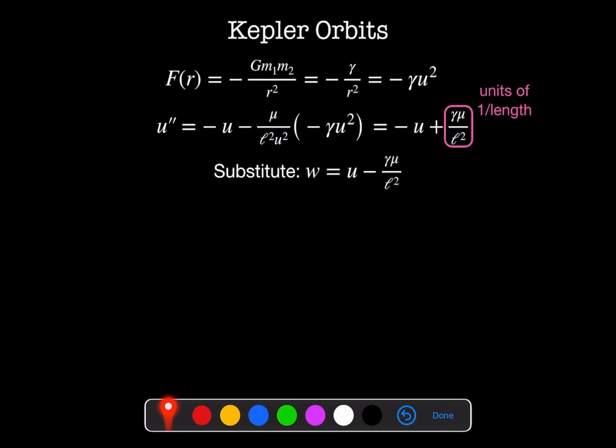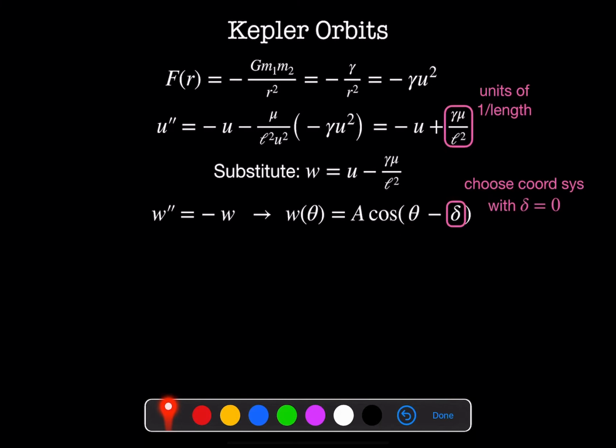When I plug this into my equation, I just have the standard harmonic equation, and we end up with W as a function of theta is equal to some constant times cosine of theta minus delta. And most of the time, we can choose coordinate systems so that delta is equal to 0. I'm going to be doing that for the algebra in the rest of this video.